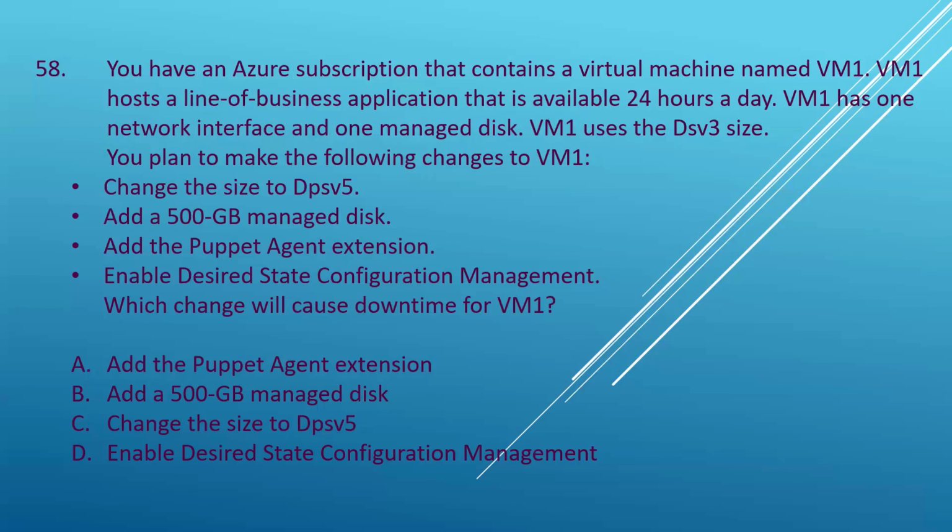Now, changing the size of an Azure virtual machine involves a stop and restart of the virtual machine, which will cause downtime for the critical application hosted on VM1. So the correct answer is option C, change the size to DPSv5. Now, adding a managed disk, installing the Puppet agent extension, or enabling desired state configuration management will not cause any downtime for VM1, so they are not the correct options.